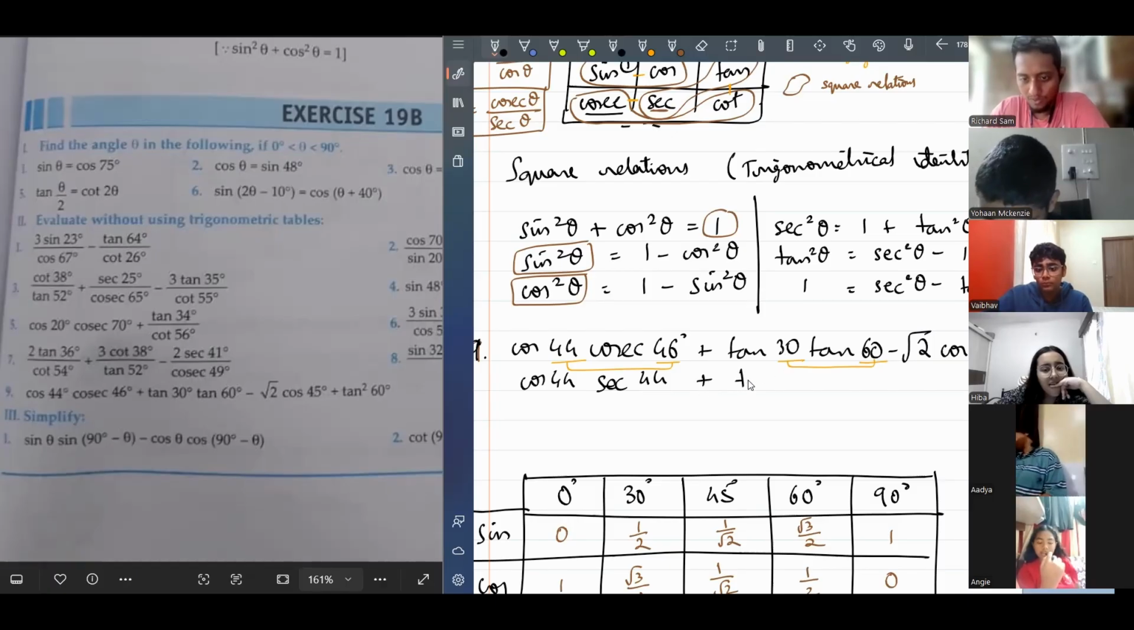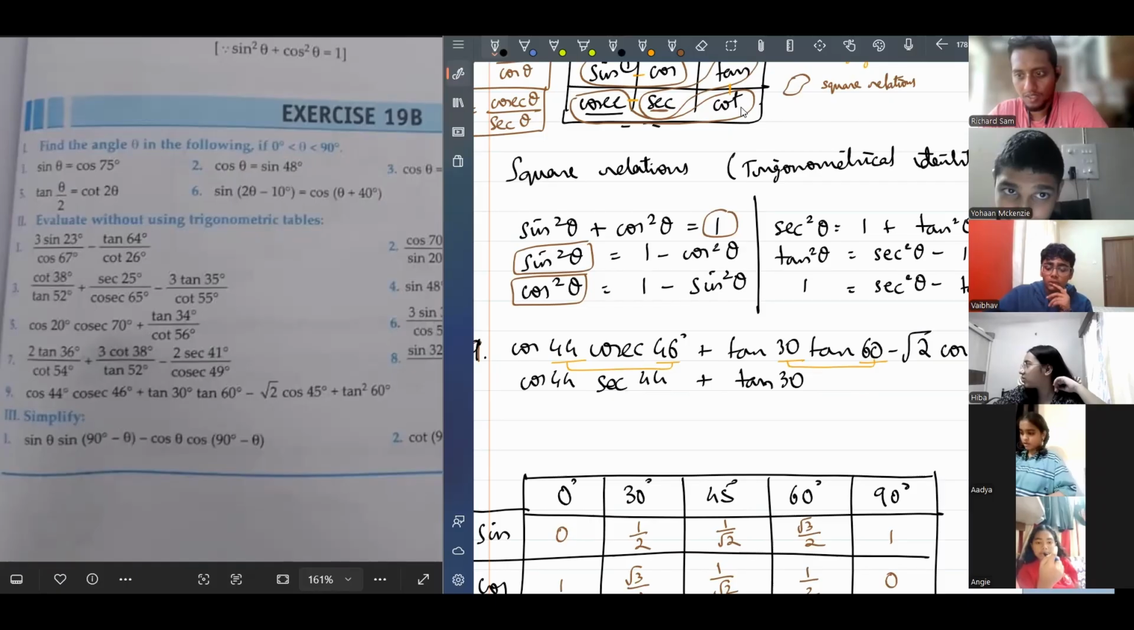Now, same way here also, tan 30, we leave it as it is. The tan 60, we will change to its complementary angle. So tan 60 can be written as what? Look at the table. Complementary angle to tan is cot. So we can write it as cot 30.